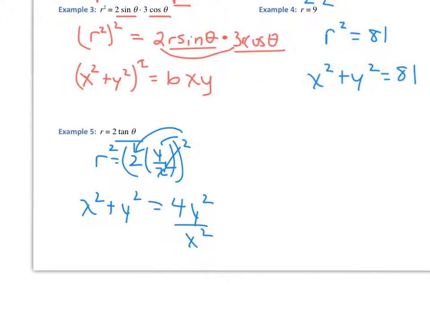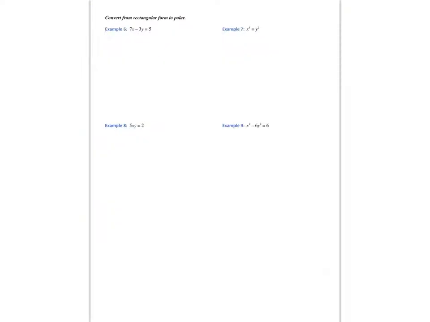All right, so big idea. You got to get rid of the thetas and the r's. You got to change everything into x's and y's. You don't have to worry about getting y by itself or x squared by itself, anything like that. Okay? You don't have to worry about that. Questions?